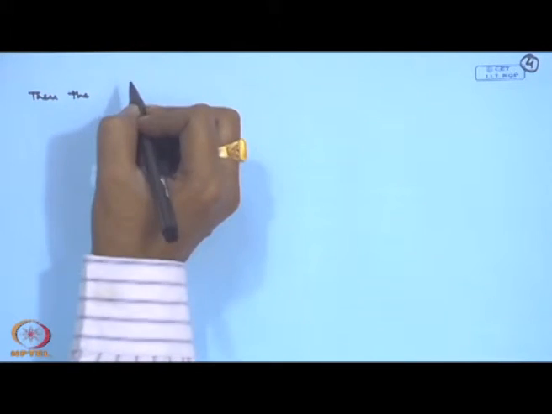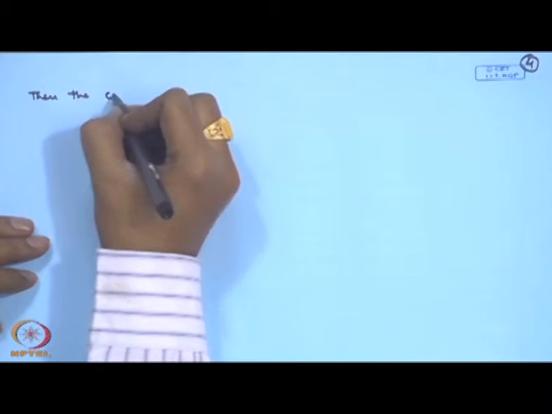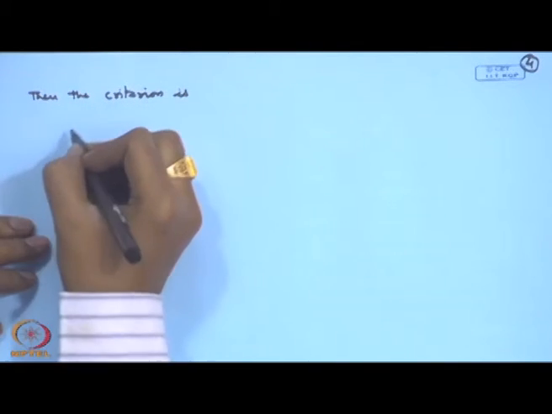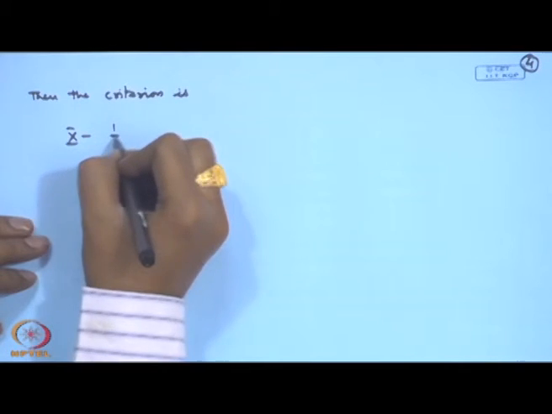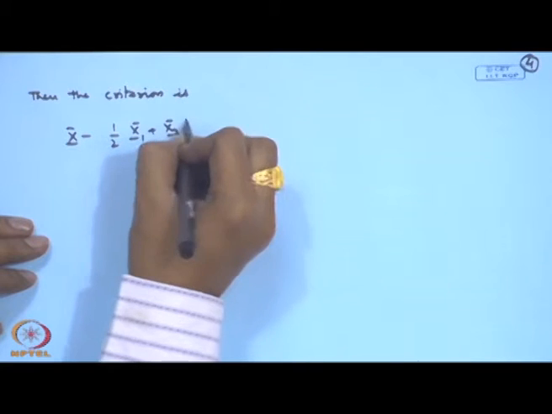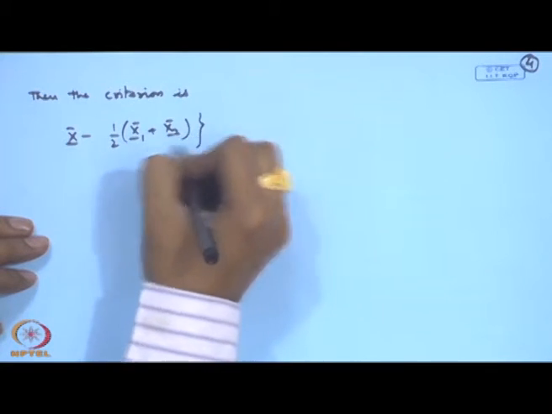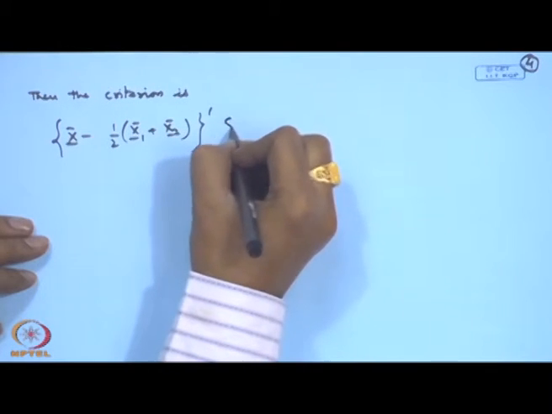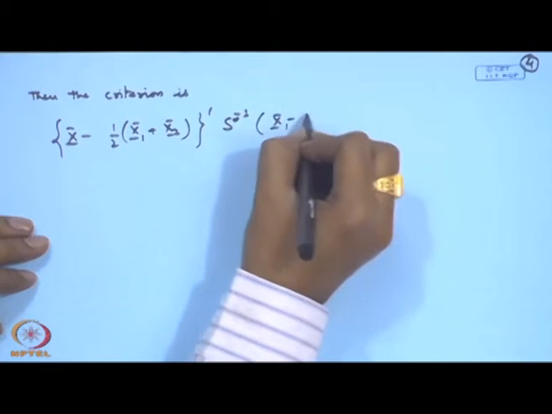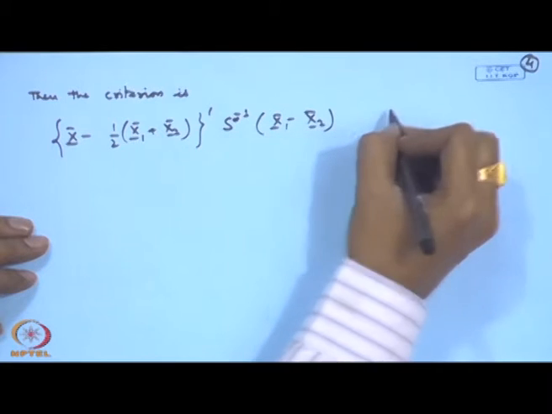Then the x minus half (x 1 bar plus x 2 bar) transpose S inverse S star inverse (x 1 bar minus x 2 bar).